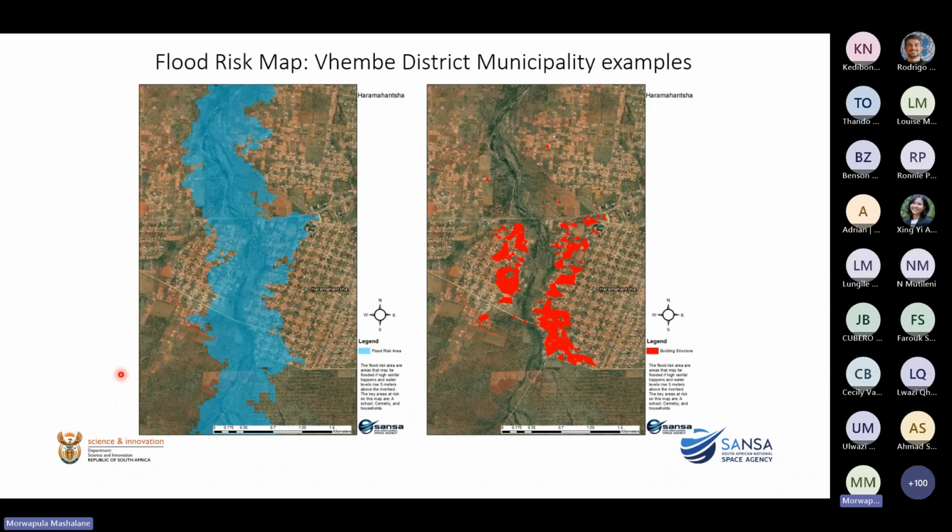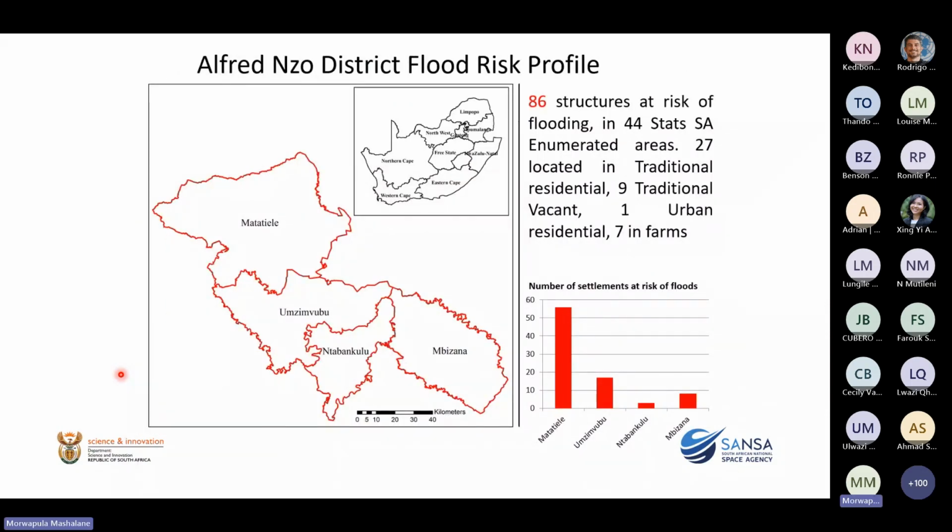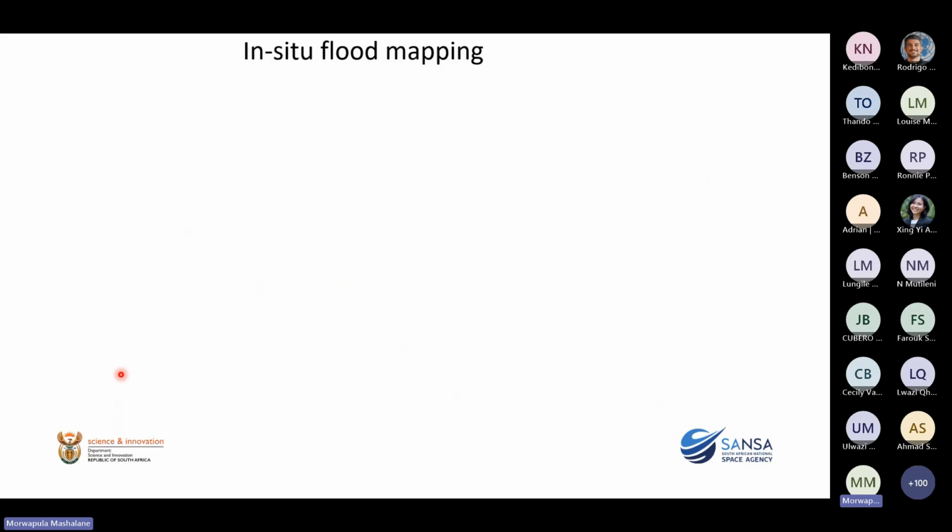An example is this, it's a village where we have indicated those households that are too close to the river. Should the water level rise 1 meter, 3 meters to 5 meters above the riverbed, those particular households will be flooded. And then using that, we create what we call a flood risk profile, where we are profiling the number of structures that are at risk of being flooded, and also classify them, whether they are traditionally residential, whether they are urban, whether they are informal settlements, and so on.